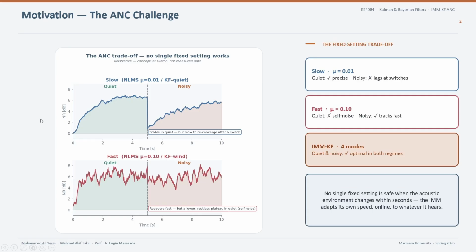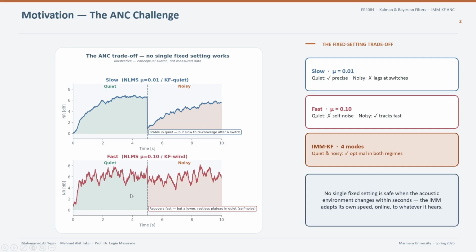Let me start with the core problem. Active noise cancellation uses an adaptive filter to learn the noise and play back an anti-noise signal. The filter has one critical knob, its adaptation speed. Look at the two plots on the left. The top one is a slower filter in a quiet room. It's beautiful, stable, precise, low residual, but the moment the environment changes at the 5-second mark, it lags. It takes seconds to recover.